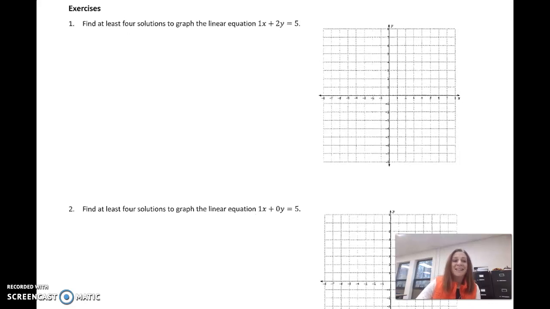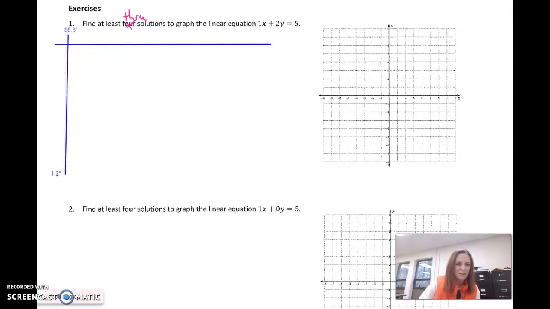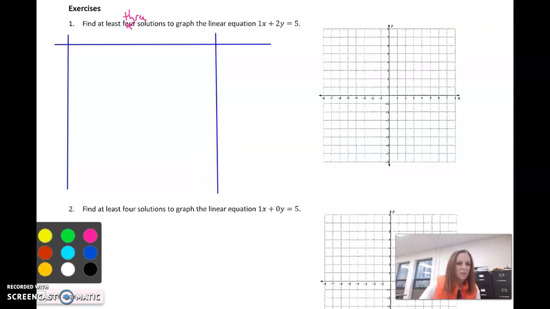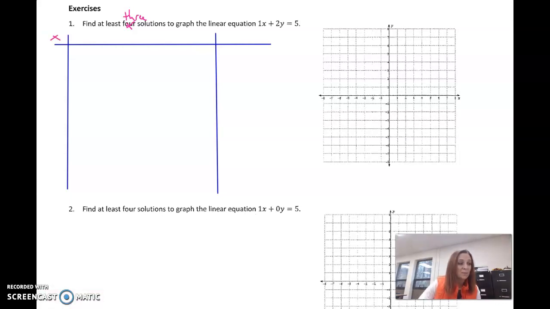Okay, so it says find at least 4 solutions to the graph of the linear equation 1x plus 2y equals 5. Okay, at least 4. I'll be honest, I'm only going to do 3. I don't think you guys will mind that much. So I am going to make an input-output table, and leave some room because we're going to have to figure out some stuff. Here are my x values. I'm going to plug in for my x here in 1x plus 2y equals 5, and then I'll get my y values out.